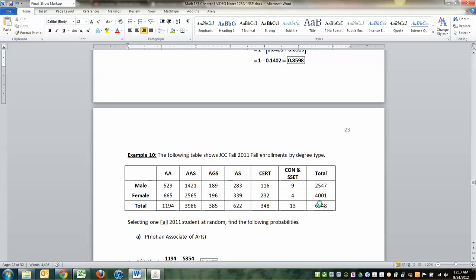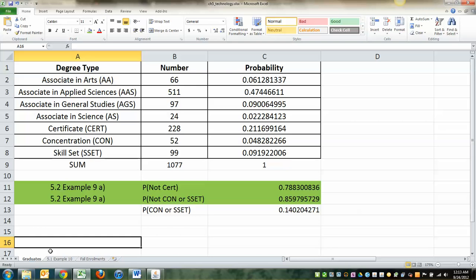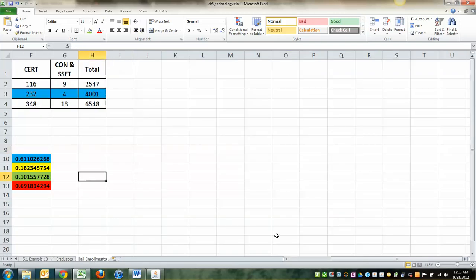So this is the last problem of section 5.2, but unfortunately for you, it's going to involve quite a bit of Excel. So I'm going to go back here, and remember, I changed these because we were kind of using them for all sorts of things. I don't know why I left 5.1 in there because it's not really 5.1. That's okay. Those are the graduates here, and then there's fall enrollments here. The only one that was weird was that simulation we did in 5.1, but that's okay. All right, so let's look here.